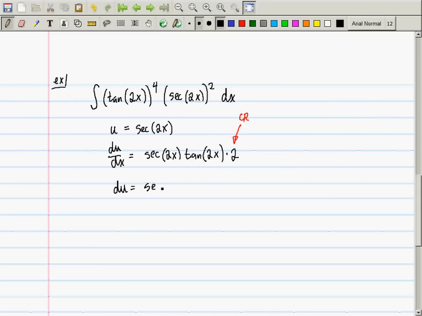So then altogether du would be secant of 2x, tangent of 2x, multiplied by 2 dx. So let's see, did we get it? Let's think here. If I say u is secant, that takes up one of the secants. How many secants are there? There's 2 of them in the product. So u will take care of one of the secants, du will take care of the other secant. So that's good, I took care of both secants. And du takes care of one of the tangents, but how many tangents are there? 4, right? So in a sense, there are 3 unaccounted for tangents.